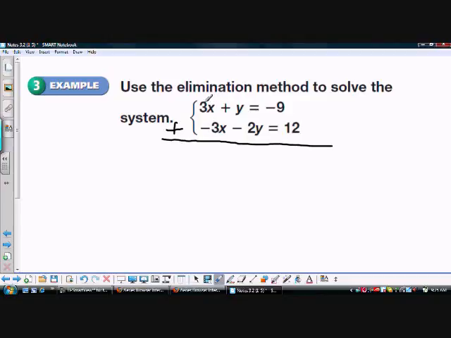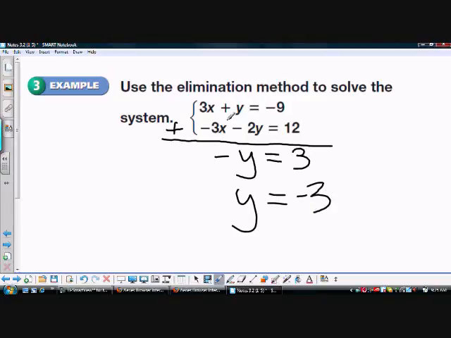And I get 3x plus negative 3x is 0. Y plus negative 2y is negative 1y equals negative 9 plus 12 is 3. Oh, well, negative y is equal to 3. Divide both sides by negative 1. Y is negative 3. Halfway there.